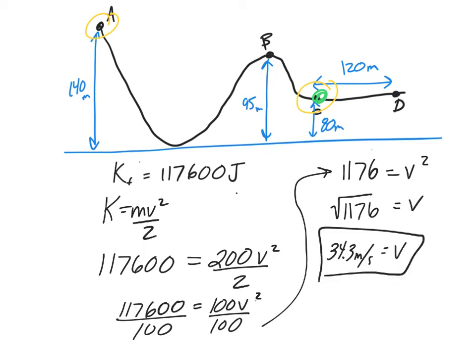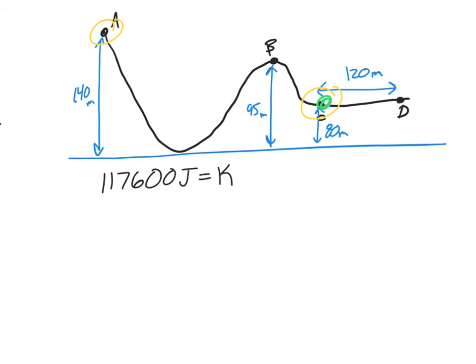So I had 1176 is equal to v squared. So I took the square root to get that, and I got 34.3 meters per second. It's really fast. And the reason it's so fast is because we assumed there was no friction between point A and point C. But we're not going to always be able to do that because the next question says, if there was friction between C and D, how much force is needed to stop the roller coaster? Let's try that one.